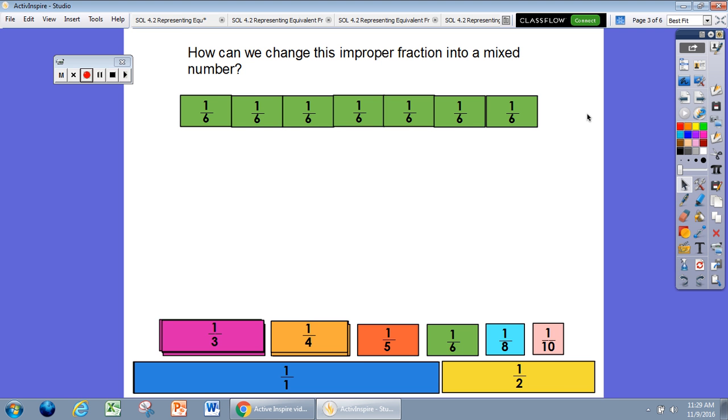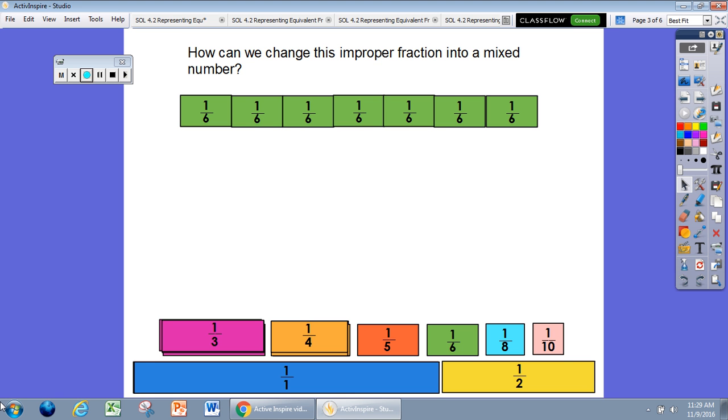Okay, the first thing we're going to look at is 7/6. So I want you to go ahead and build 7/6. We have 1/6, 2/6, 3/6, 4/6, 5/6, 6/6, and this is 7/6. Go ahead and use your fraction bars to build it in front of you.